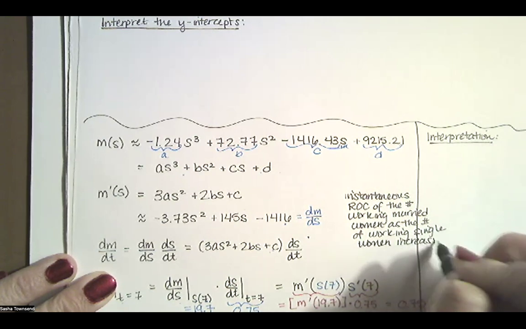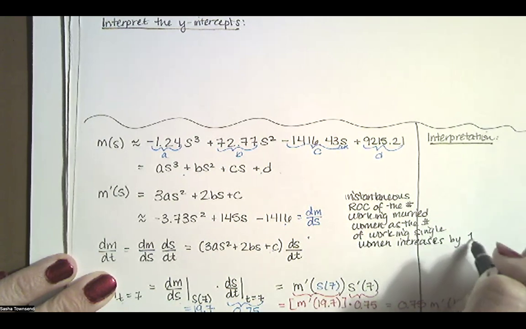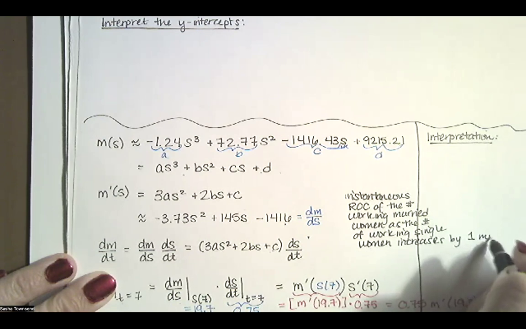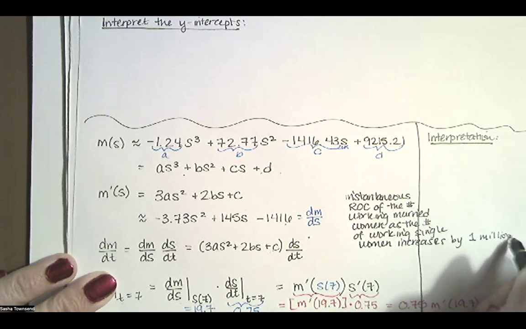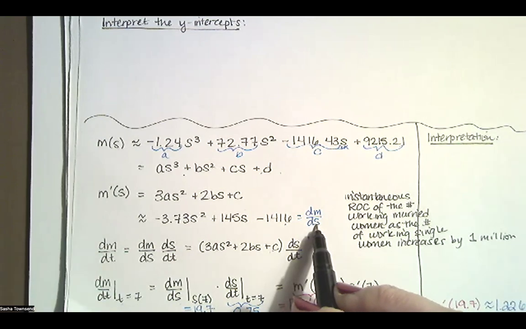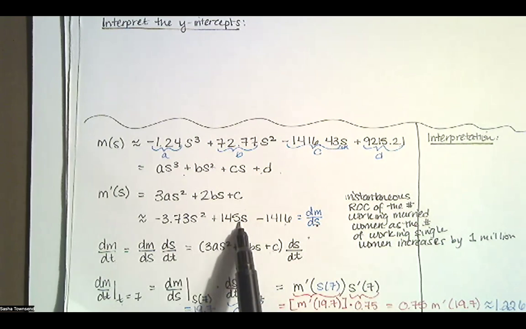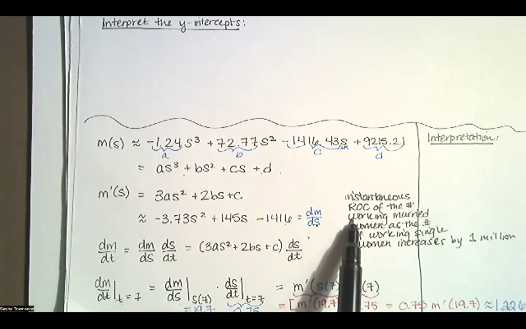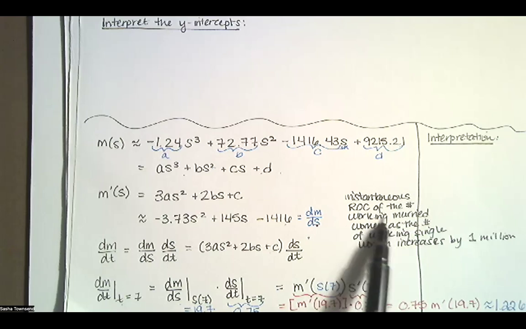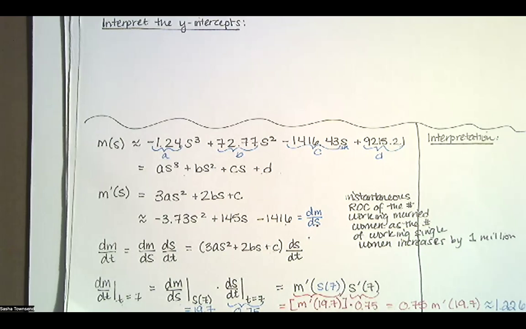By 1 million. It's going to be 1 unit change in S, but S is measured in millions. So if I plug in a particular S value here, that's going to tell me the instantaneous rate of change of the number of working women in the workforce as the number of single women in the workforce increases.